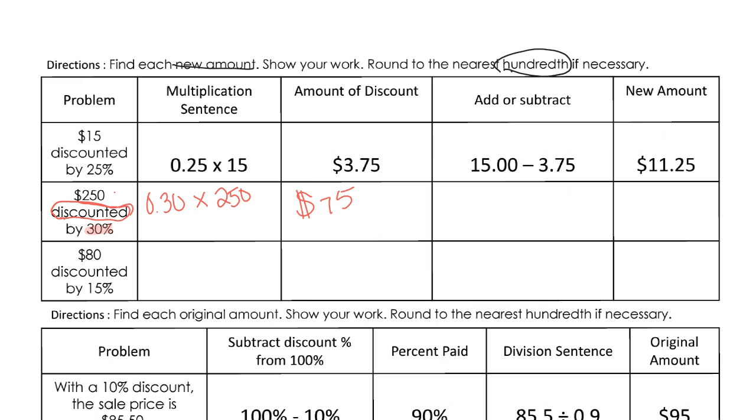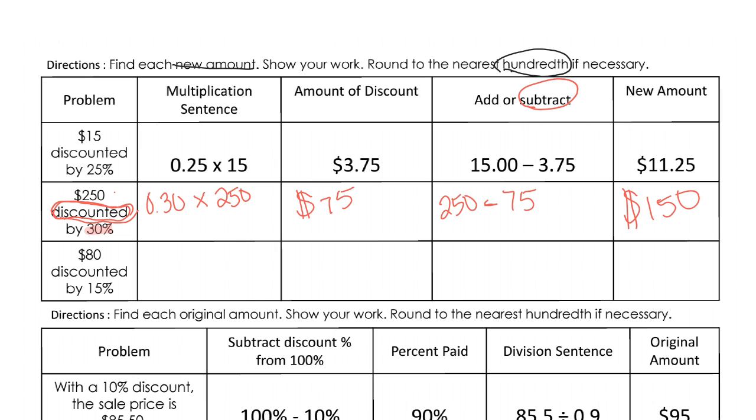Now, again, because we're discounting something, we're going to subtract those values. So I'm going to do 250, which is our original price, minus our discount of 75. And that's going to give us our new amount. Do 250 minus 75 in your calculator. And that should give you $150.